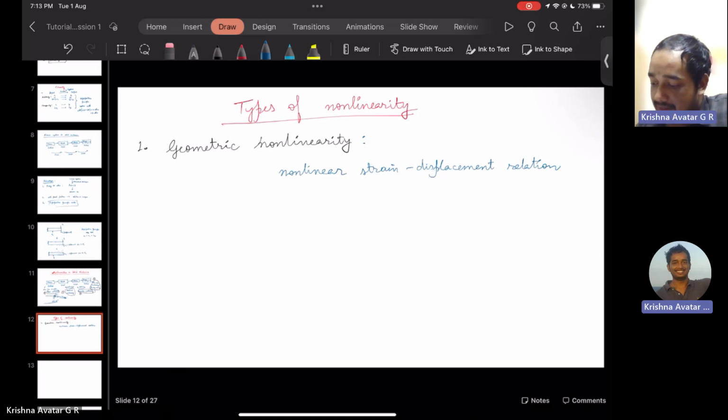Now, since today we are not going to discuss the mathematical aspects, we'll just discuss it from some simple examples. Now you'll ask, where does it occur? It occurs when deformation is large.